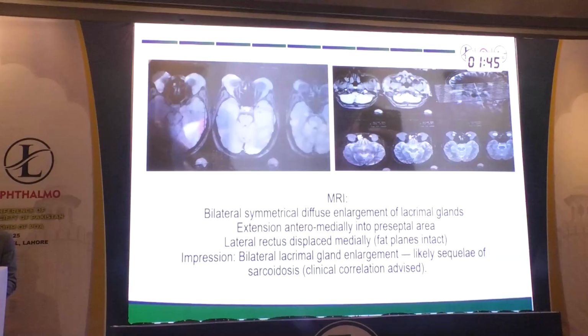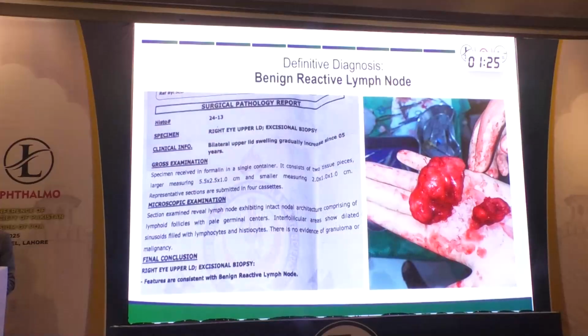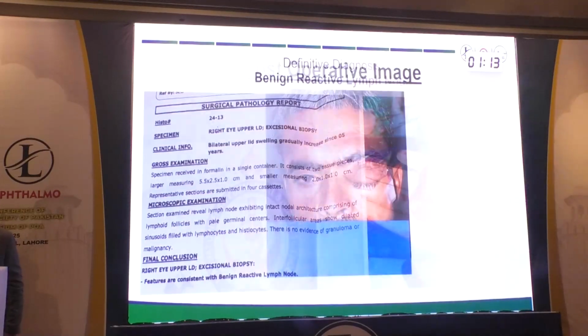On MRI, we found there is a bilateral symmetrical diffuse enhancement of the lacrimal gland, extension anteromedially into the preseptal area and lateral rectus displacement, and the impression was bilateral lacrimal gland enlargement, likely sequela of sarcoidosis. So this was the mass which we excised, and later on when we got the histopathology, we found that it was benign reactive lymph nodes.